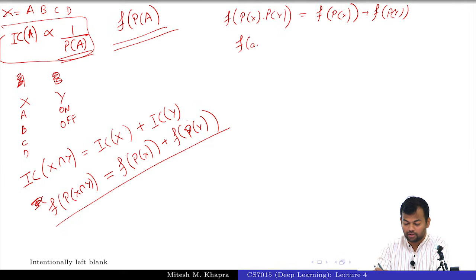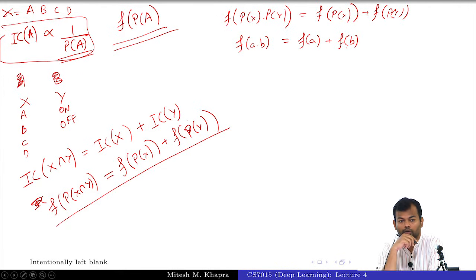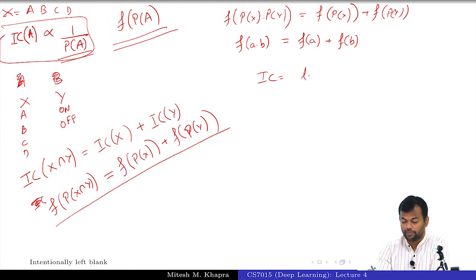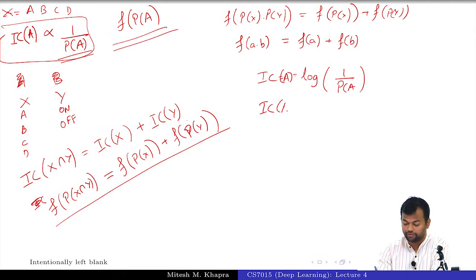Now what is happening here? I have a function f of a into b, and that is actually equal to f of a plus f of b. What family of functions do you know which has this characteristic? Log, right? That's why log is a good choice for this. That's why information content is going to be the log of the probability, but I wanted it to be inversely proportional, right? So it will be log of 1 by the probability.